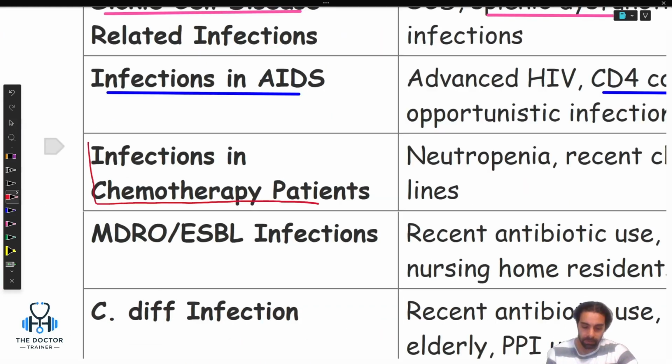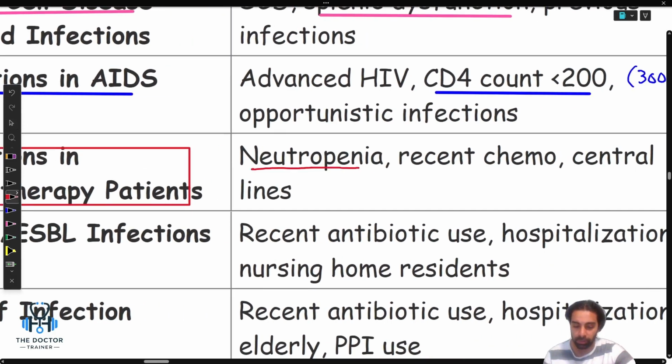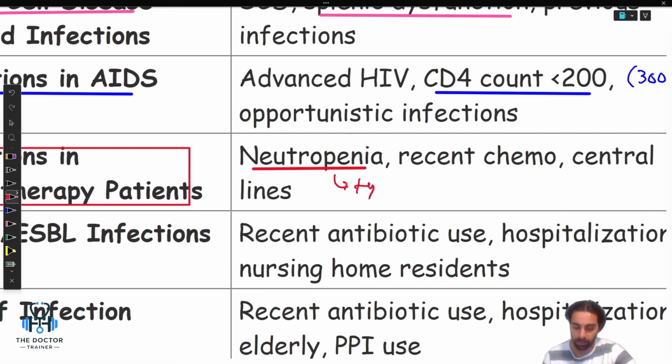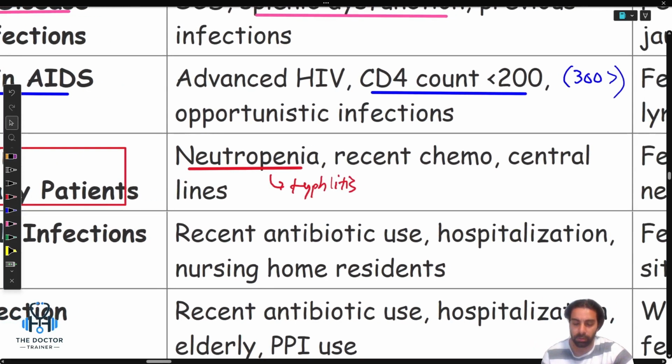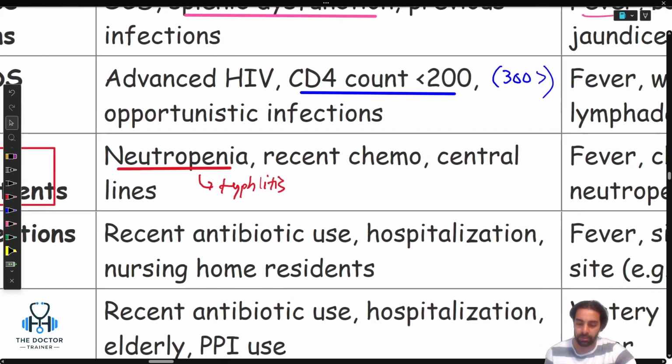All right, infections in chemotherapy patients. So I specifically think about neutropenic fever, or typhlitis, which is I think maybe the older term used. Most of your immune system lies in your gut, so you never want to do a digital rectal exam on neutropenic patients. And typhlitis is one of those terms.